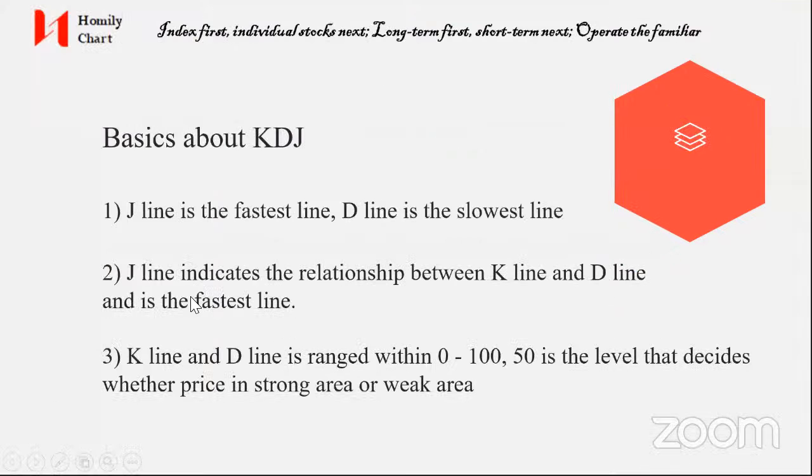And the J line indicates the relation between K and D. J is the fastest, okay? And K and D have a range. The range for K and D is within 0 and 100. And 50 is the level that decides whether the price is in a strong area or in a weak area.